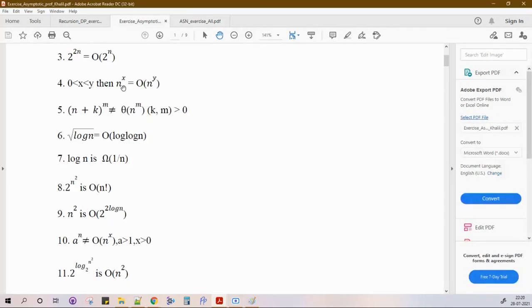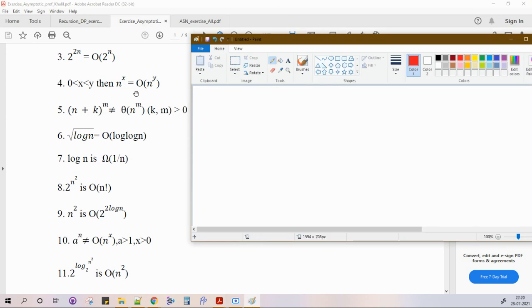Next question. So n to the power x is nothing but a polynomial, and n to the power y is also a polynomial. Now x is less than y, right? So x can be 2 and y can be 3. They are asking: is n square order of n cube? Definitely true, right? So 4 is also true, because n square can be upper bounded by n cube, and x is less than y, as they have given.